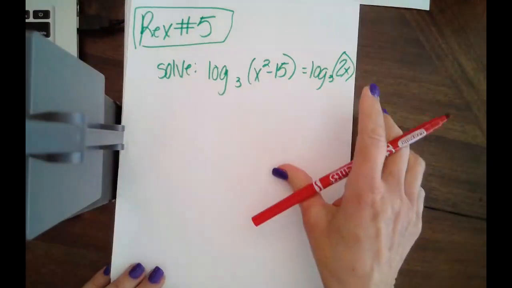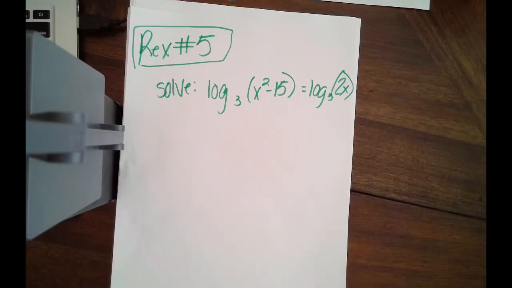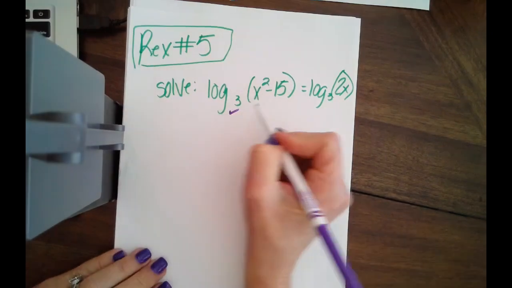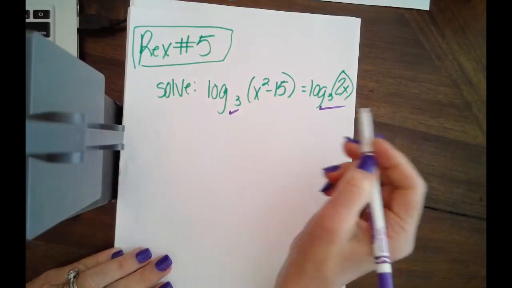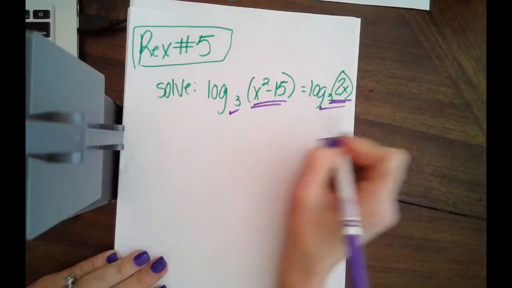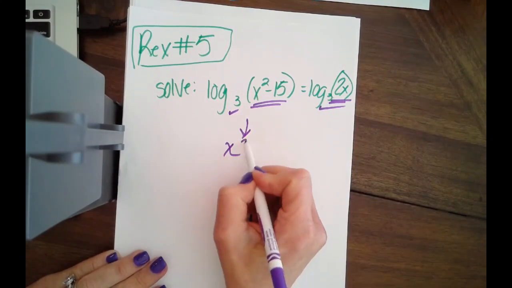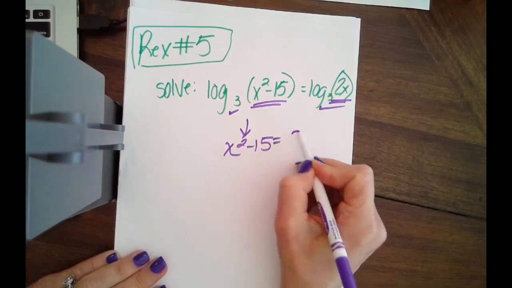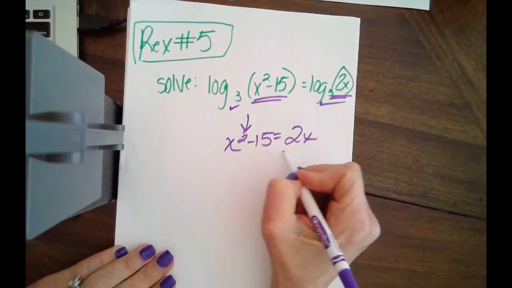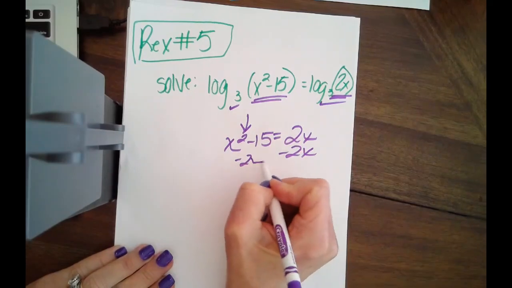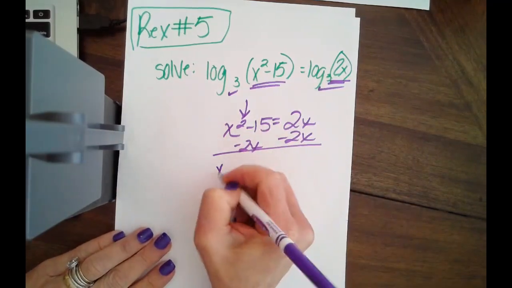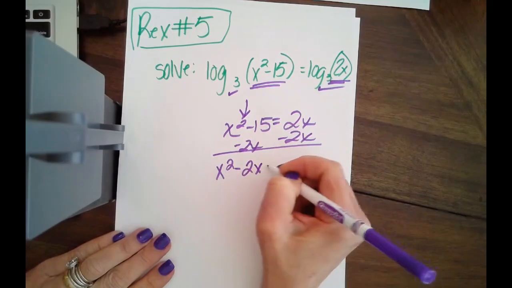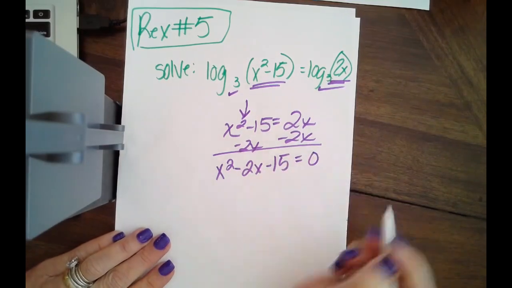We're going to solve this. This is your Rex number 5, solving logarithmic equations with logs on both sides. We have checked that the bases are the same, so we can proceed and set the blocks equal to each other. x squared minus 15 equal to 2x. Quadratic again. Put our linear term in the middle, set it equal to 0. x squared minus 2x minus 15 equal to 0.